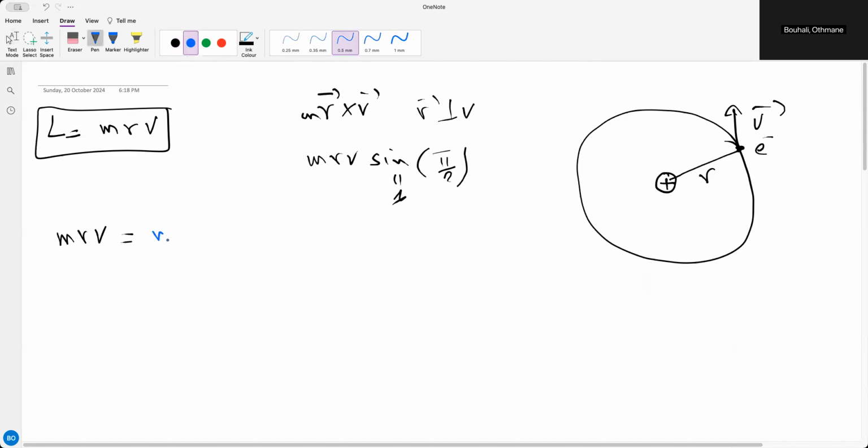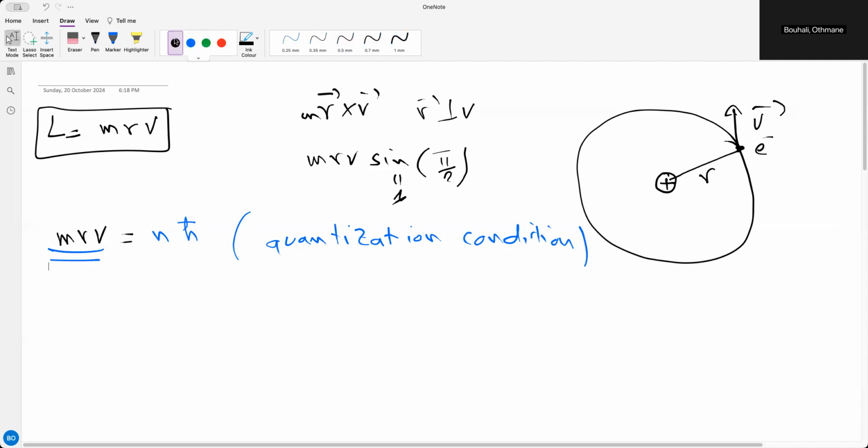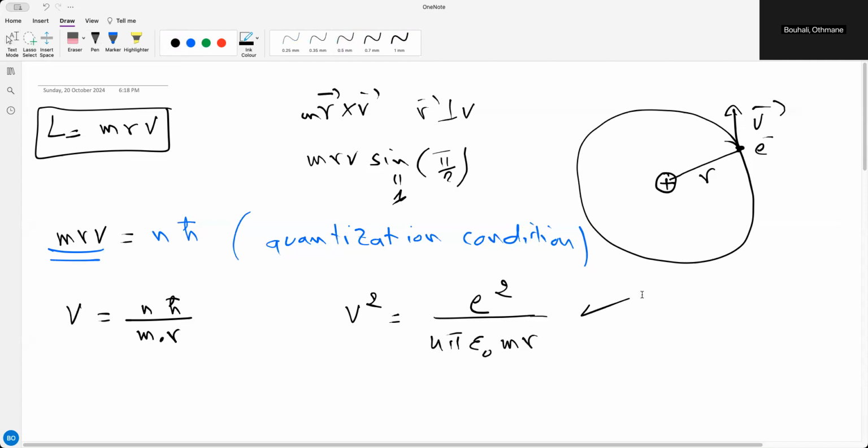Please remember this is the quantization condition, Bohr's quantization condition. This is what Bohr is assuming, that the angular momentum is quantized. Now, let's see the implication of this. This means that the velocity of the electron is equal to n h bar divided by the mass times the radius. Now, we already calculated the velocity from the classical model: v squared is equal to e squared over 4 pi epsilon 0 times the mass of the electron and the radius. This we have seen in the classical model.